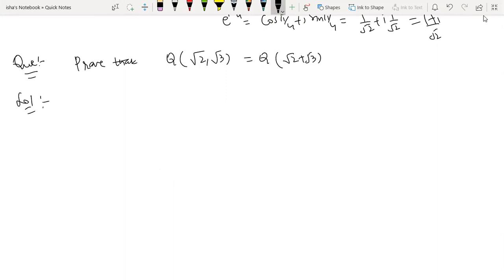So what is the difference between the left hand side and the right hand side? The left hand side is the extension of Q containing two elements, root 2 and root 3, and the right hand side is the extension field of Q containing the element root 2 plus root 3. Now we are saying it is one and the same thing. Q(root 2, root 3) is the same as Q(root 2 plus root 3). So how are we going to prove that?